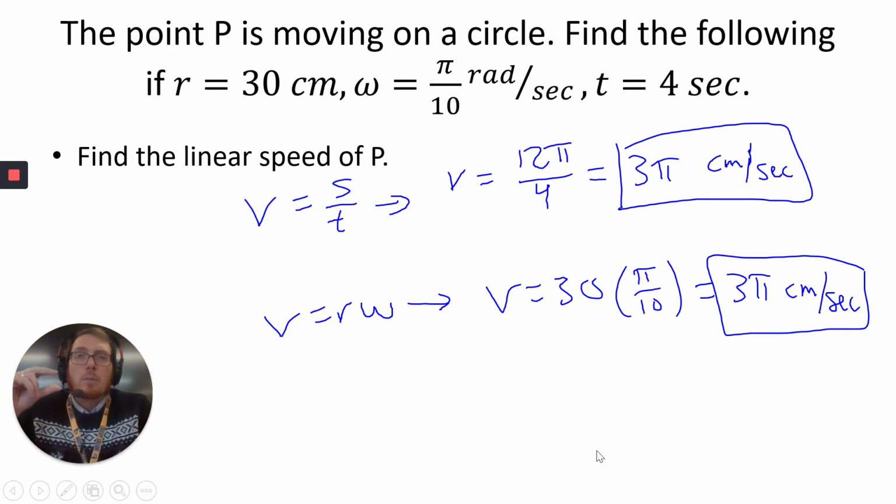So it doesn't matter which option you pick. You get to decide which version makes the most sense to use. In this case, it didn't really matter which one we picked. But with the given info, you probably want to pick the second version because you're already given omega and you're already given the radius to help answer that question.